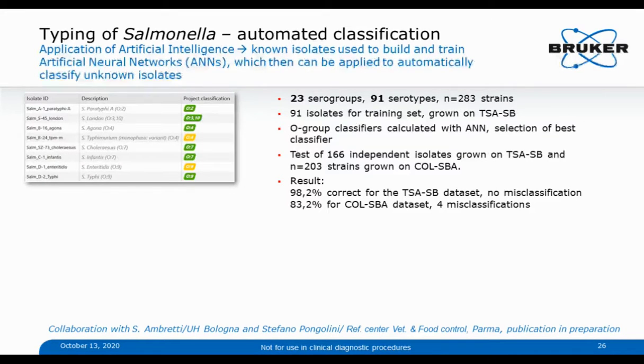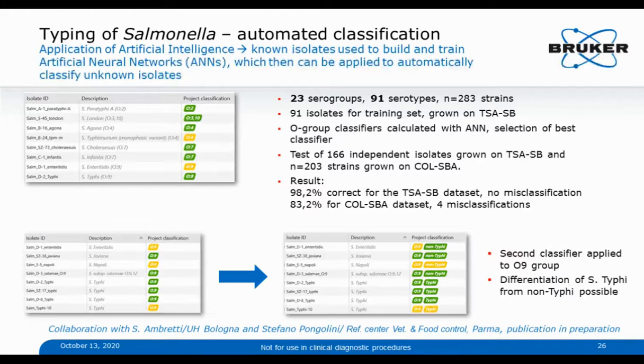And as you can see, with the TSA medium, very good results could be obtained. There was no misclassification in this test, but there were some not classified. That means red. But interestingly, also somewhat worse results even from Columbia blood agar. And normally you always try to be as standardized as possible. Even from this, more than 80% of the samples were correctly classified against the neural network created based on strains grown on TSA. Only 4 misclassifications happened. So you see there's quite some robustness in this method, especially for Salmonella.